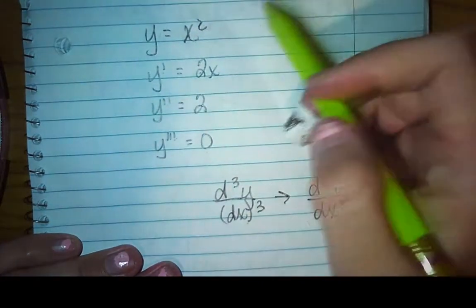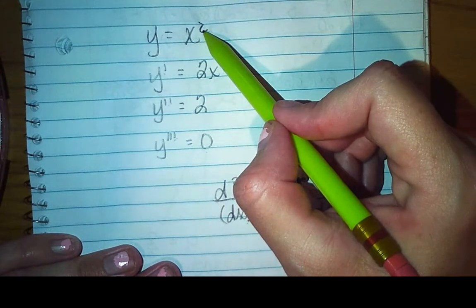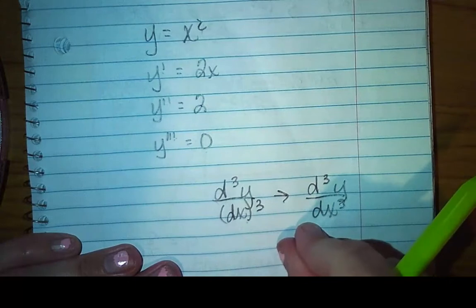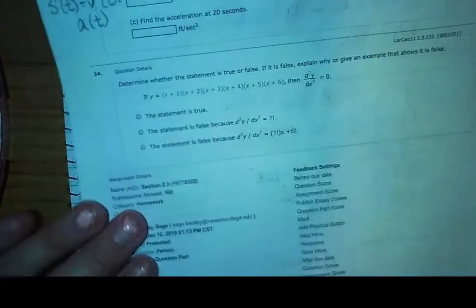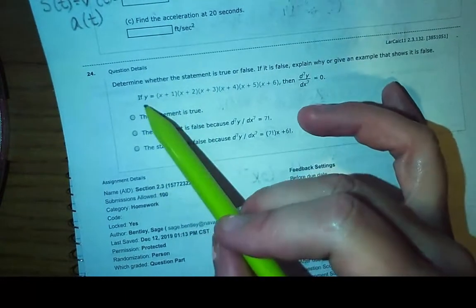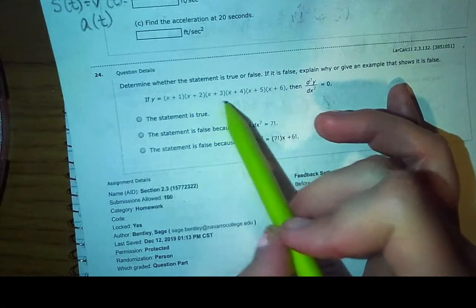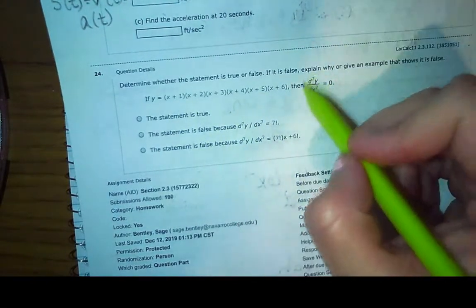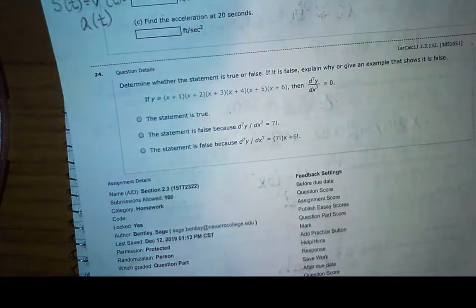So give me some conjectures here. If I have a 4th degree, how many derivatives will you make? I bet I'll make 5. So you'll be able to take 1 additional derivative than the degree of your polynomial. So what does this say? This says, if y equals x plus 1, x plus 2, x plus 3, x plus 4, x plus 5, x plus 6, then the 7th derivative will equal 0. I need to know if that's true or false.